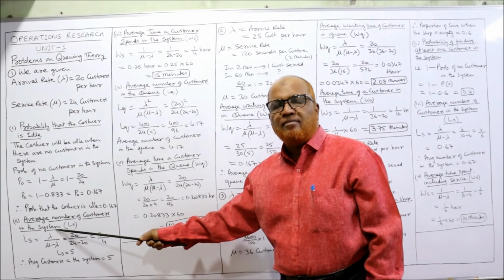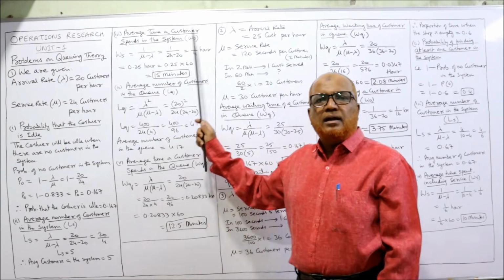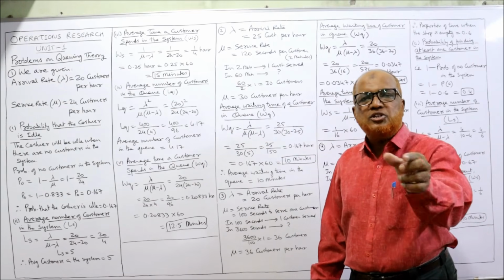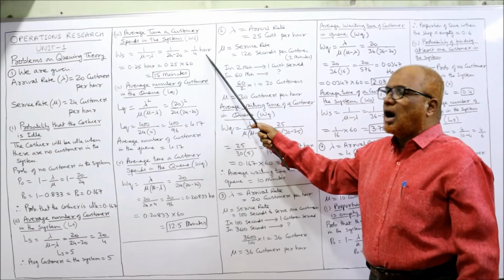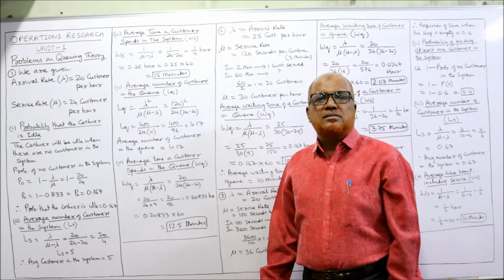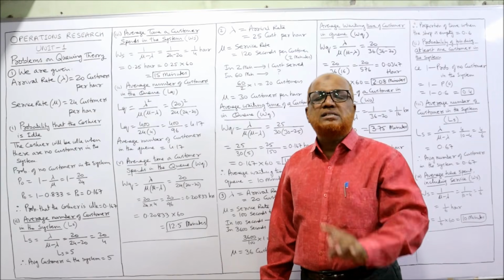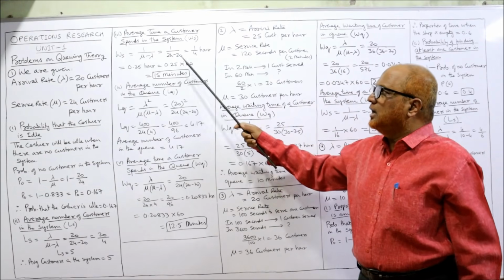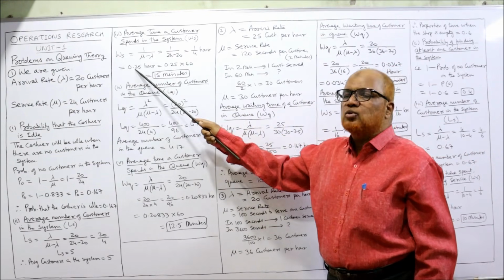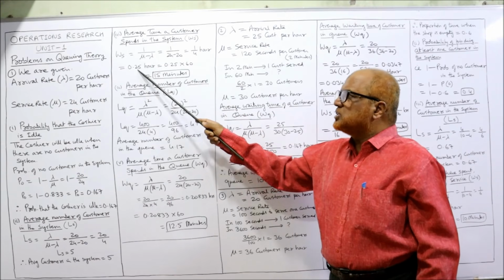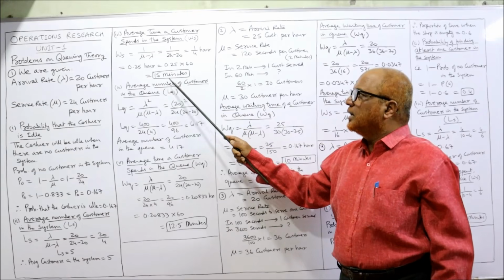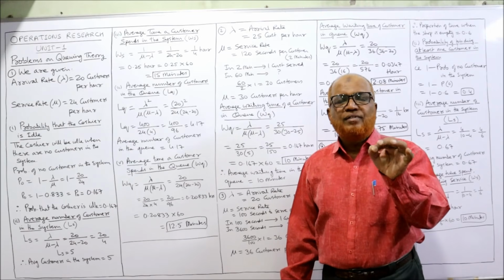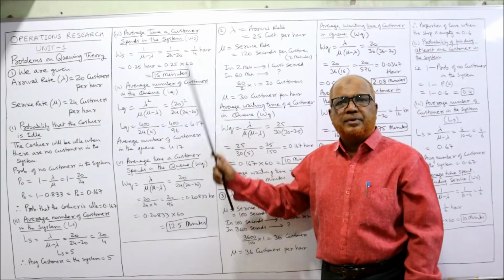So here LS is the average number of customers in the whole system, and WS is the average time a customer spends in the system. Time is measured in terms of hours, so 1 by 4 hour. If you want it in minutes, multiply the hour by 60, because 60 minutes makes 1 hour. So 1 by 4 into 60. 1 divided by 4 is 0.25, into 60, you will get 15 minutes. So on an average, a customer spends 15 minutes in the whole system, WS.